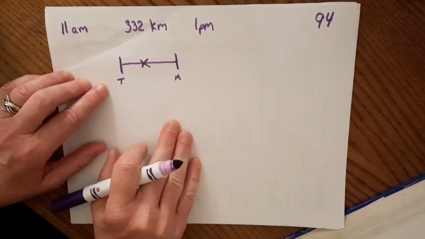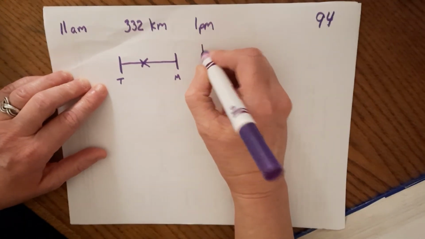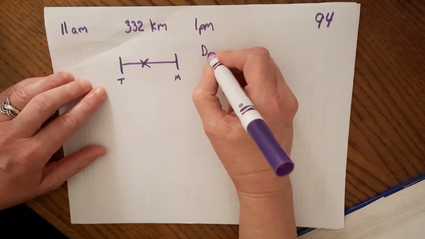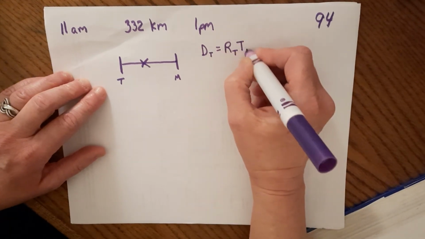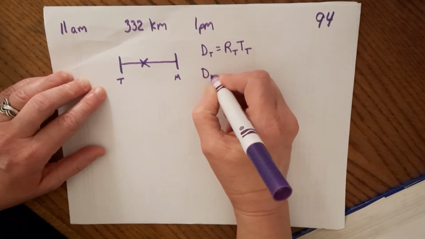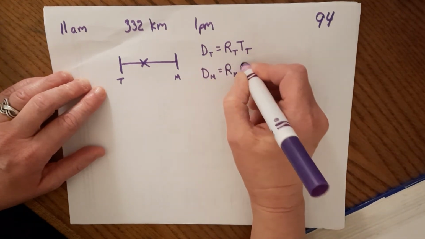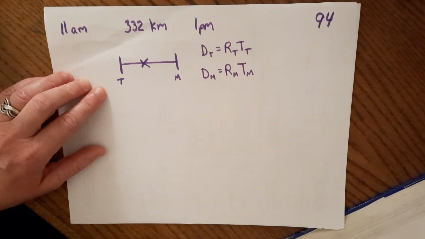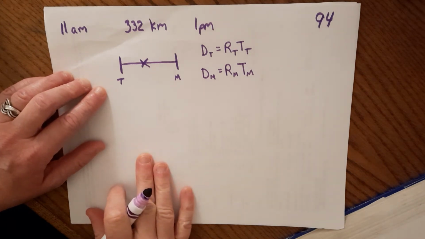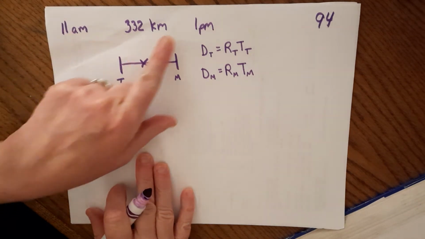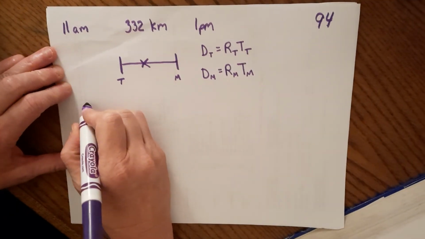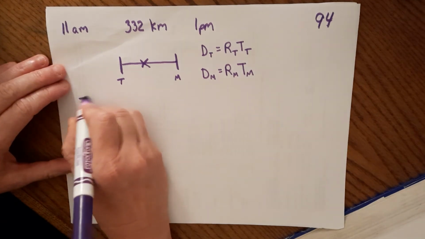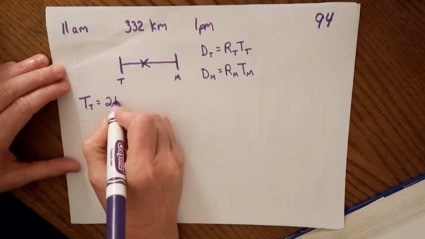First, we're going to go ahead and write down our two distance problems. We have the distance of the Toledo train equals the rate of the Toledo train times the time of the Toledo train. The distance of the Mackinac train equals the rate of the Mackinac train times the time of the Mackinac train. Okay, so what else do we know? We know that the Toledo train left at 11 and met at 1. So from 11 a.m. until 1 p.m. is 2 hours. So the time of the Toledo train equals 2 hours.